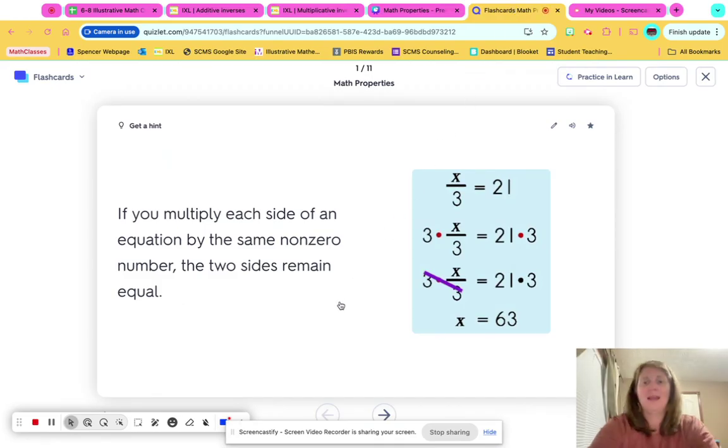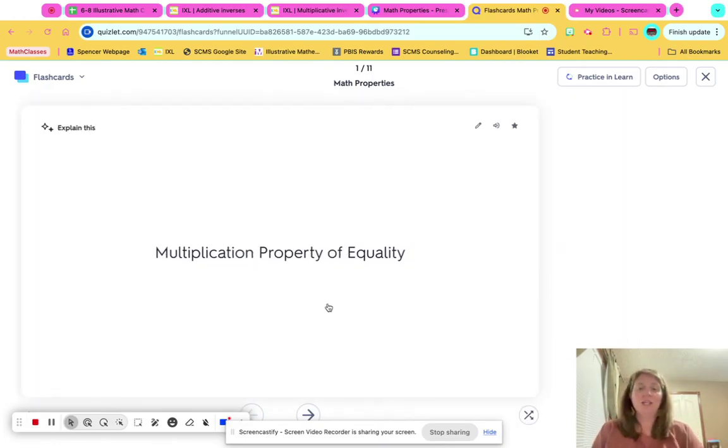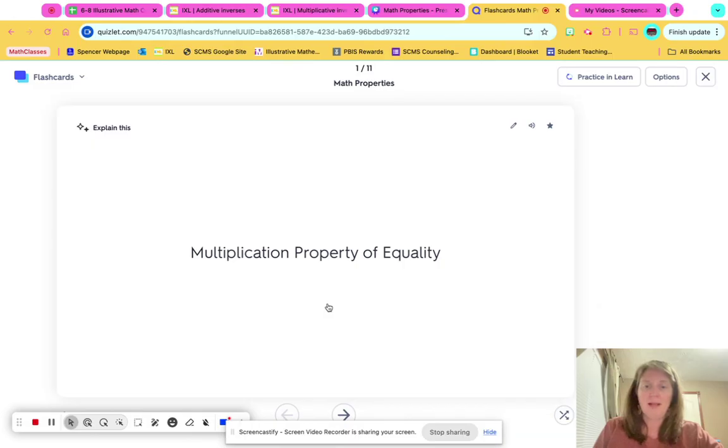So let's look at this first one. If you multiply each side of an equation by the same non-zero number, the two sides remain equal. So we've got dividing by 3, and they're going to multiply both sides by 3. And when you multiply both sides by 3, those 3's cancel out because 3 divided by 3 leaves me with just 1x. And then if you have 21 and you times it by 3, 21 times 3 equals 63. This is the same every time. So if you do it to the one side, you do it to the other side. This is the multiplication property of equality. That's what we were talking about just a couple seconds ago.